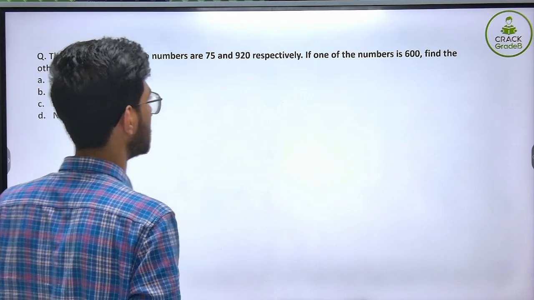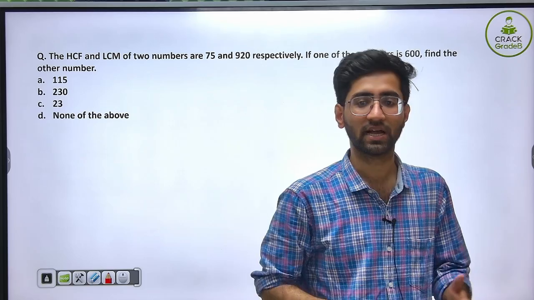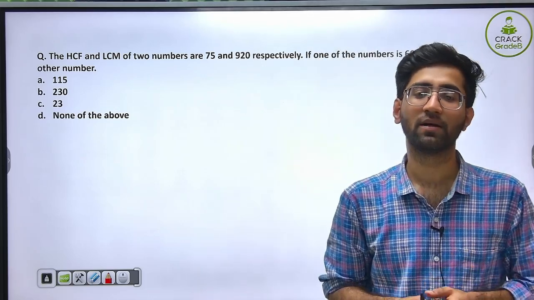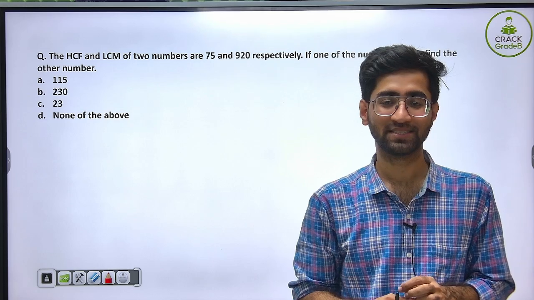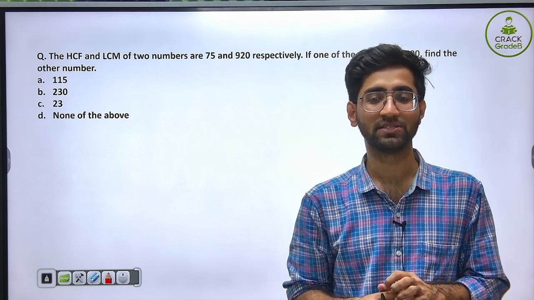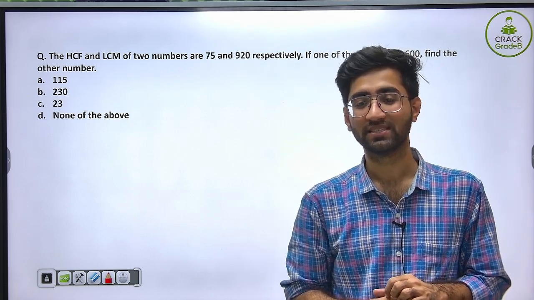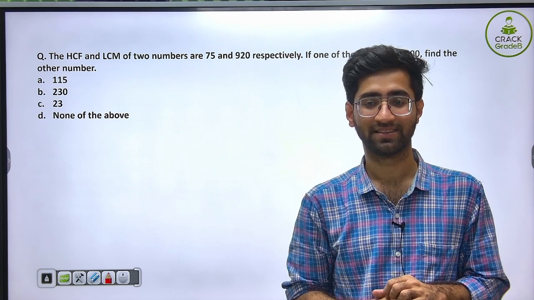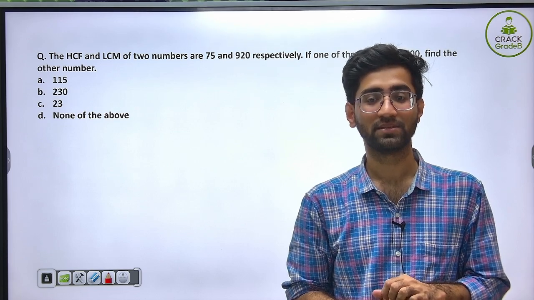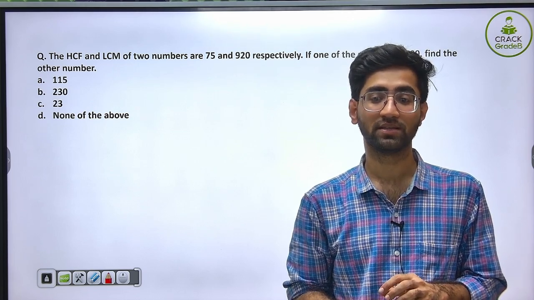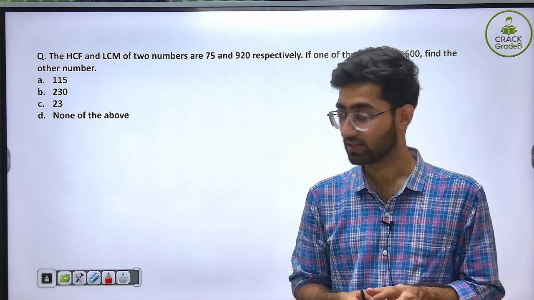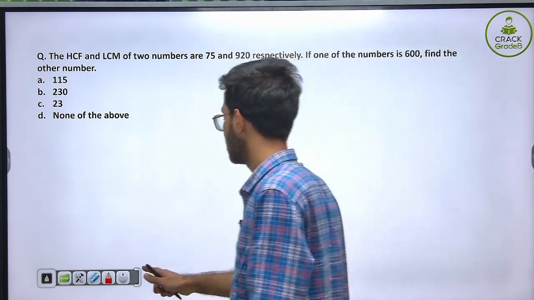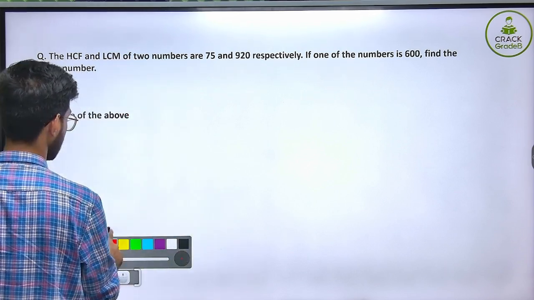One simple way is that whenever we get this kind of questions, we have learned the property for two numbers: HCF into LCM is equal to first number into second number. But wait, sometimes you can't use that formula directly. Why can't we use it? The reason is simple.